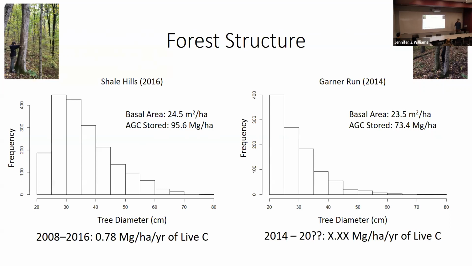And because we have measured Shale Hills multiple times, we can come up with an estimate from our long-term sampling to say that from 2008 to 2016, the forest has accumulated, and this is an estimate, 0.78 megagrams per hectare per year of carbon in trees. And then again, without another measurement in Garner Run, we really don't have a comparison with this sort of data.